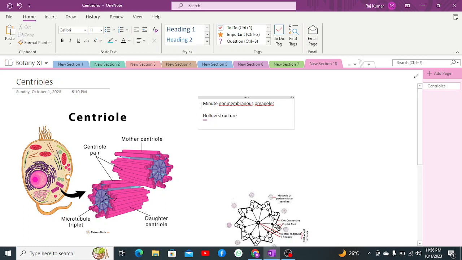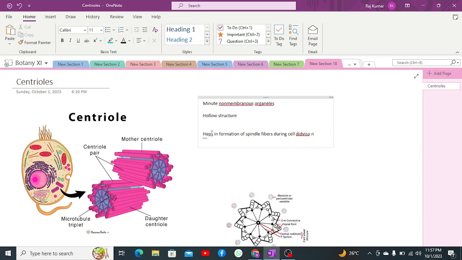They have a hollow-shaped structure, arranged in such a manner that first and foremost it is a hollow-shaped structure, and secondly, this basically helps in the formation of spindle fibers during cell division.